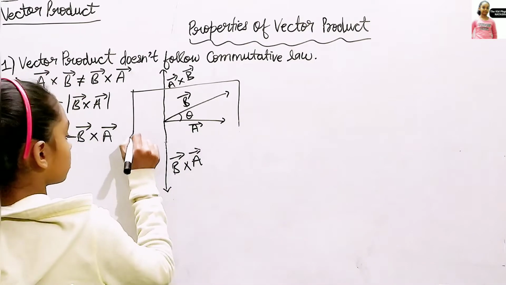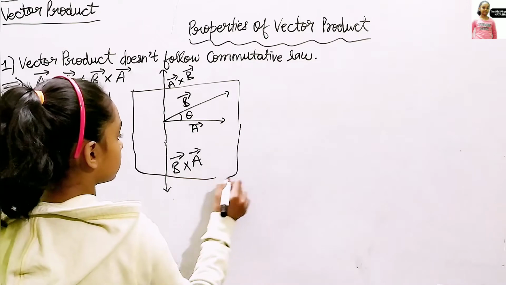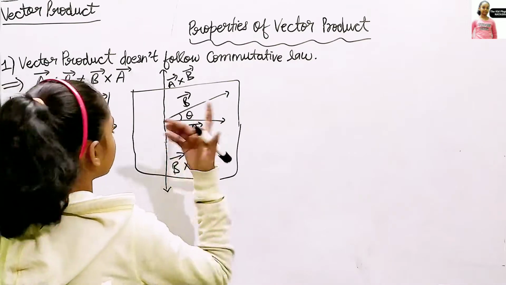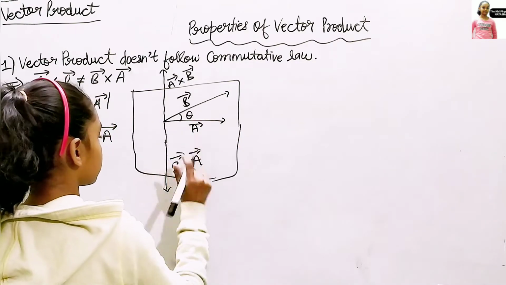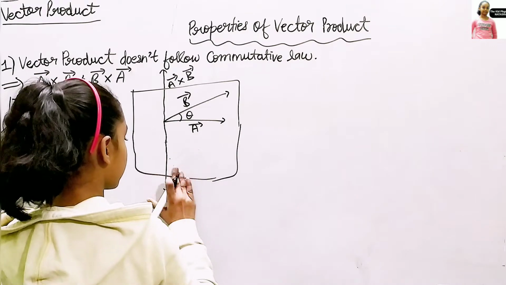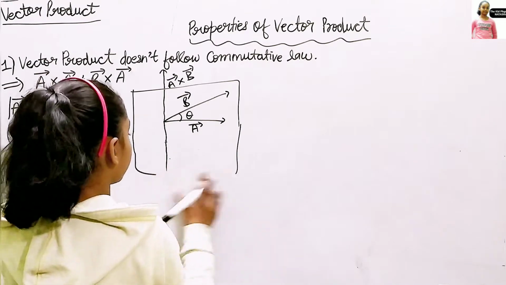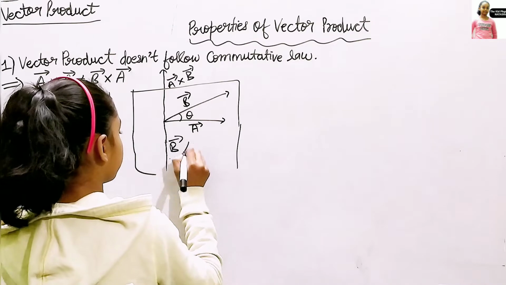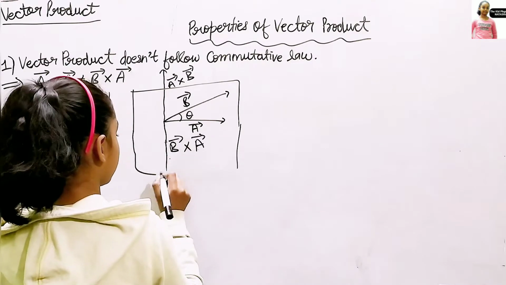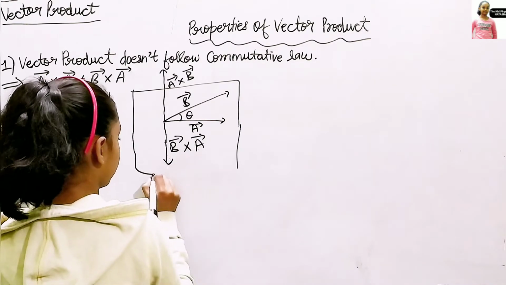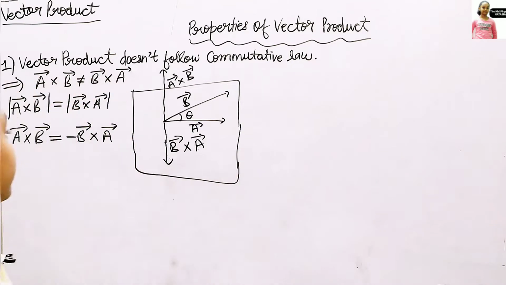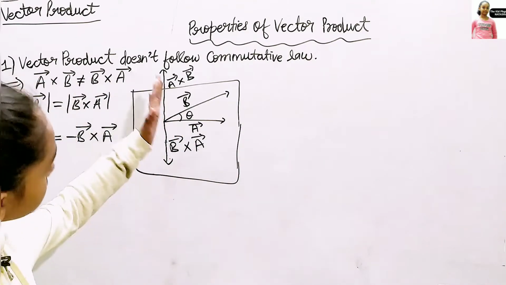Yeah, so let's take this one, but it will be too long. So let me write vector B cross A here, vector B cross vector A. So then it will be like this. Got it? Okay, and A cross B is also in the plane.